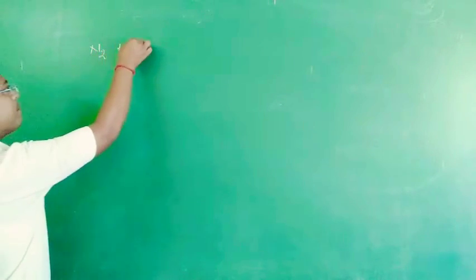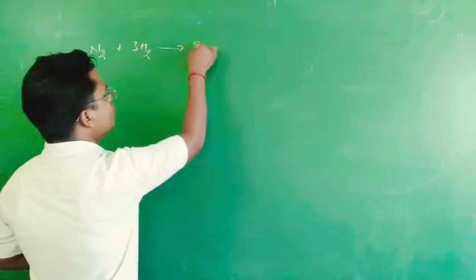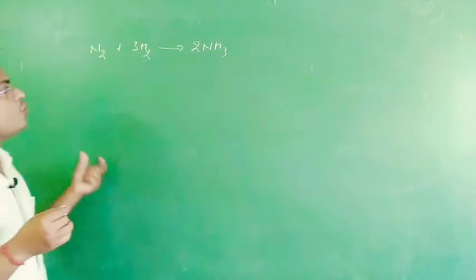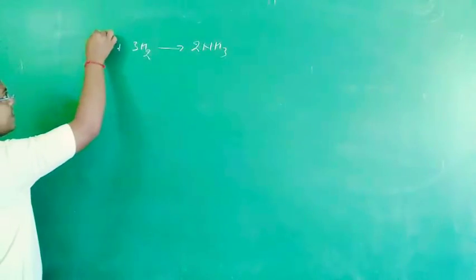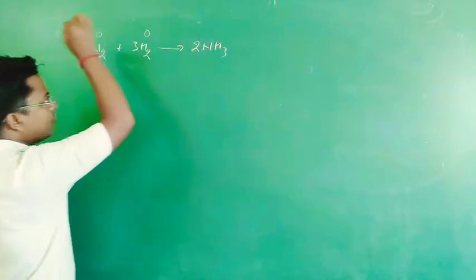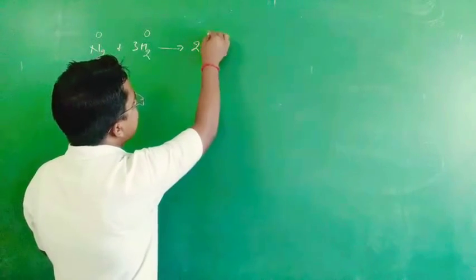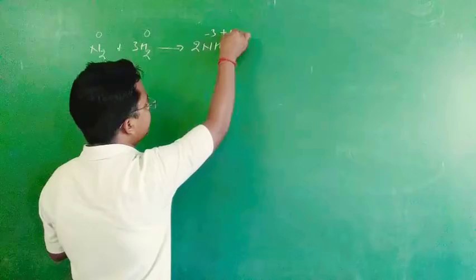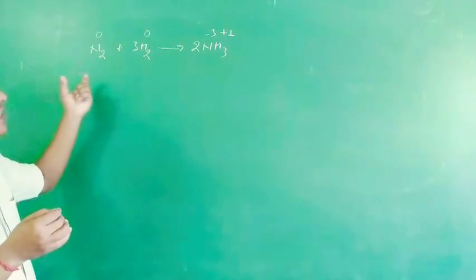N2 plus 3H2 gives 2NH3. Okay, nitrogen carries 0. Okay, hydrogen carries 0. Okay, and in this case nitrogen carries -3 charge, hydrogen carries +1 charge. Okay, so these are the oxidation states assigned in the reaction.